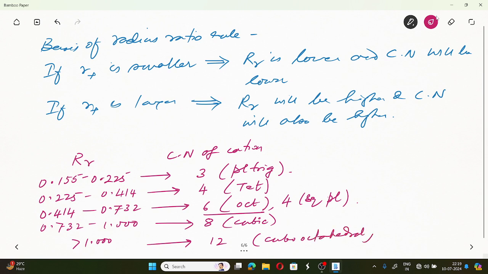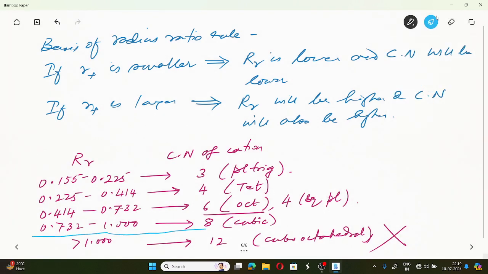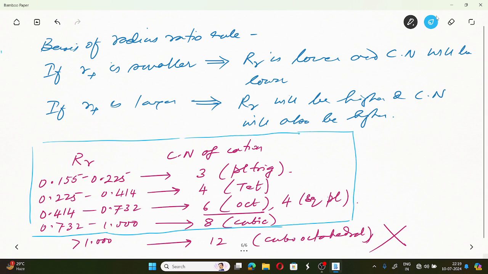Now we shall not go into this cubo-octahedral. We are interested, at your level, only up to cubic. So if you are asked to explain the basis of the radius ratio rule, you have to explain the entire thing. This is the basis of the radius ratio rule.